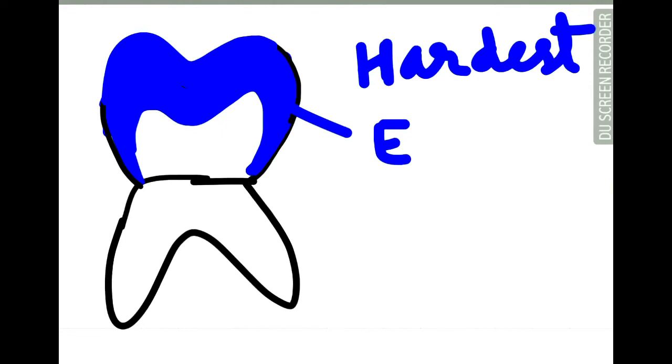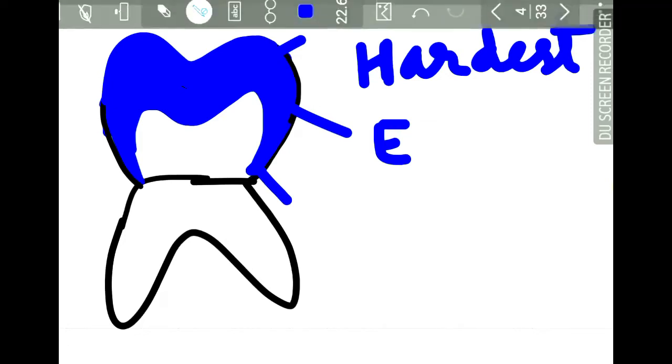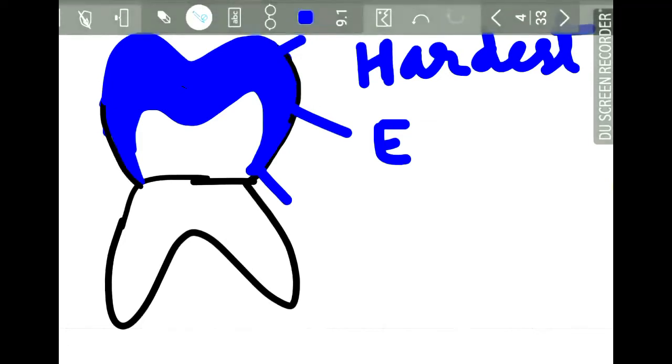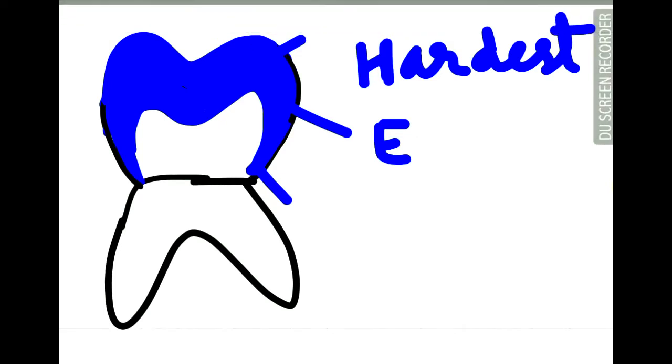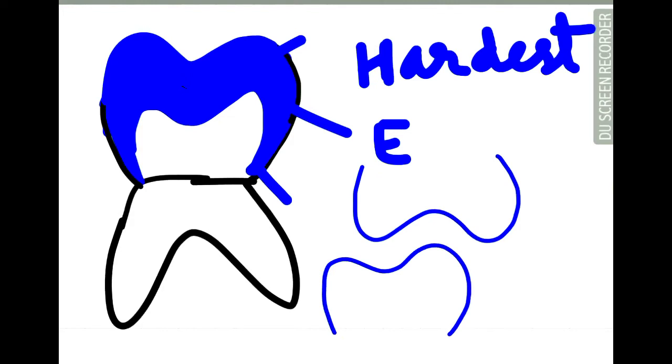Now, the maximum thickness of enamel varies in various regions of the tooth. It is highest in the cusp region, which is 2 to 2.5 millimeter, while it is lowest in the cervical region, which is 0.3 to 0.5 millimeter. So the thickness of the enamel varies in various areas of the tooth, and also if we take into consideration the upper molar and the lower molar.